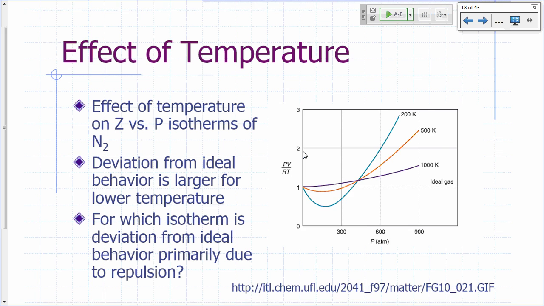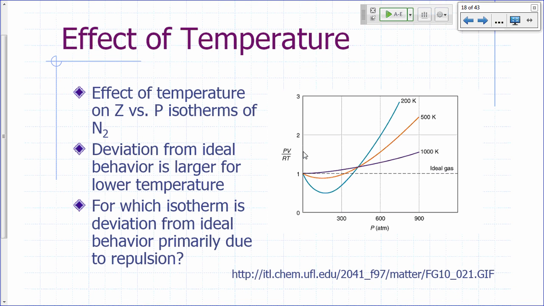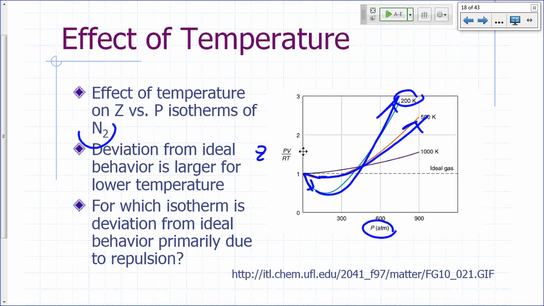So, what would be the effect of temperature on the behavior of an ideal gas? Look at what happens here for nitrogen. At low temperature it dips and then it goes back up. At slightly higher temperature, this is 200 Kelvin. 500 Kelvin, this is a little warmer than room temperature. It dips, doesn't dip as much, and then it goes back up. This is Z versus pressure. What happens at 1000 Kelvin?